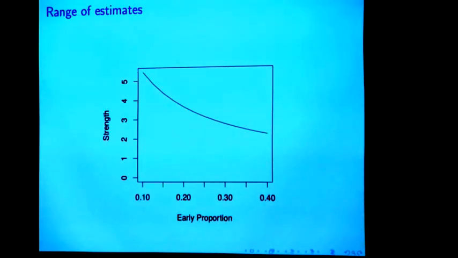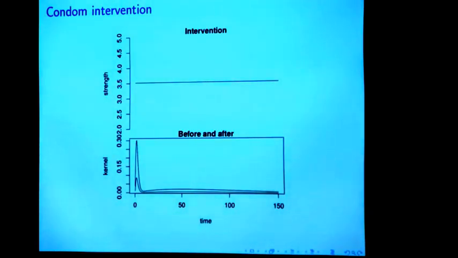HIV. And we can do this for a whole bunch of values and say, for a given assumption about the importance of early transmission, what is our estimate of big R? And we want to compare that to two different interventions. One is we imagine we somehow get people to have sex more safely. And I use condoms as a shorthand for that.